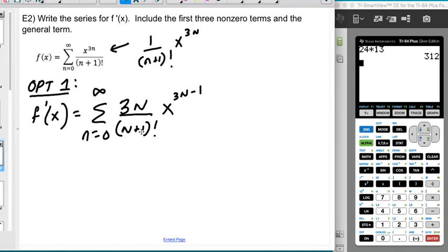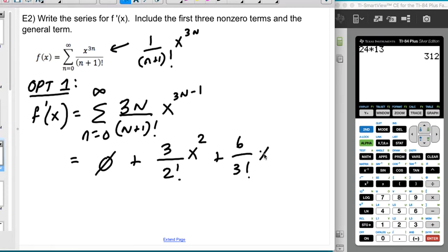And if you want to do that, you could just go ahead and do that first, and then you could write out your series. You could start by plugging in n is 0. If you plug in n is 0, you're going to get 0, right? When you plug in n is 1, you're going to get a 3 over a 2 factorial, x to the 2nd. When you plug in n is 2, you're going to get a 6 over a 3 factorial, x to the, we're plugging in 1, 2, 3, so that would be 8, because it would be 9 minus 1, right?